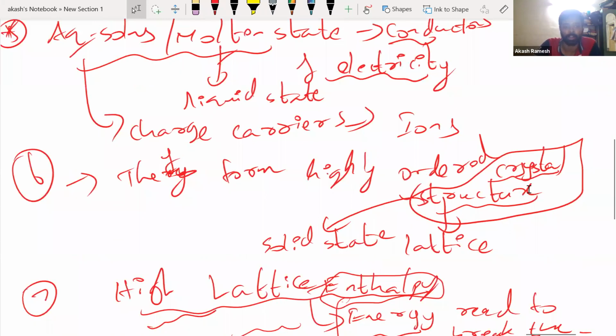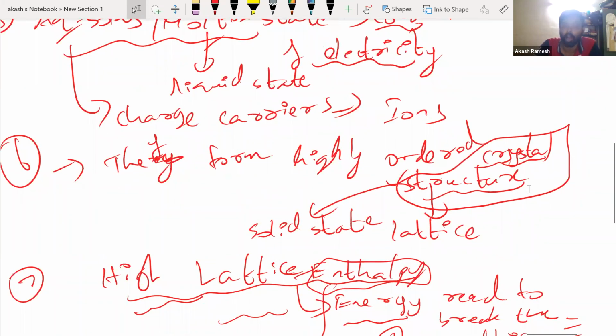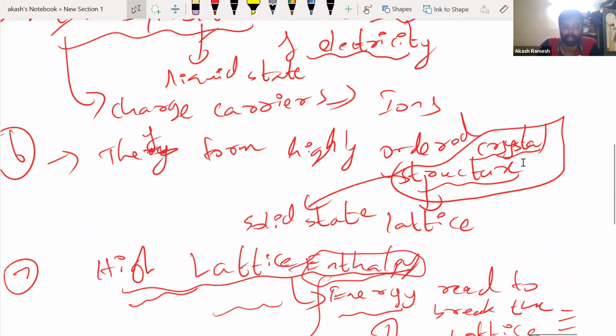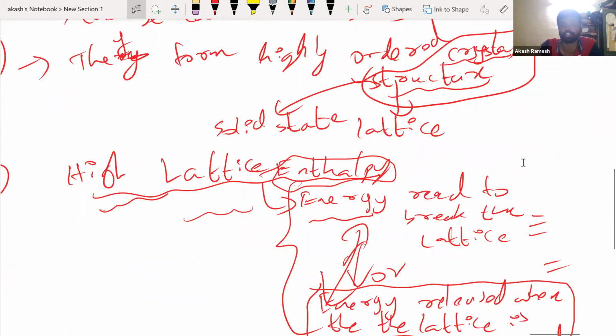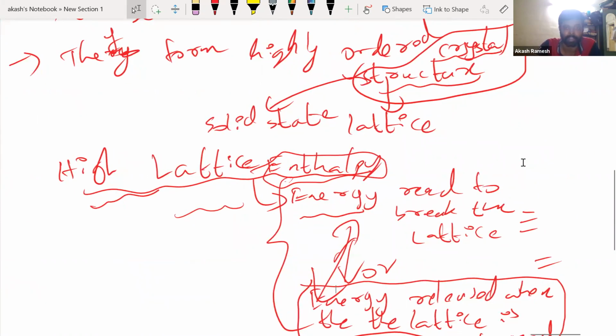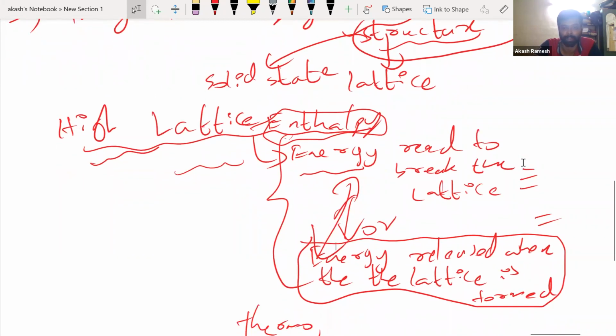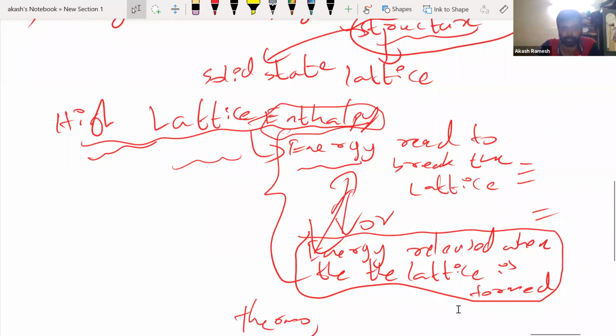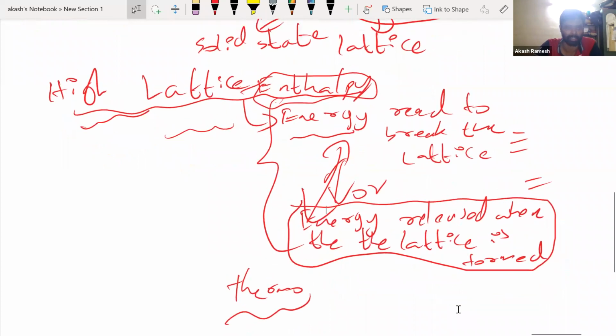And then the last 2 points talk about the structure. All ionic compounds form highly ordered crystal structures, and these crystal structures are called lattices. These crystal structures are very strong, very stable, so they have very high lattice enthalpy. The perfect way to define lattice enthalpy is the energy released when the lattice is formed. A huge amount of energy is released. That means the compound, the lattice structure, is highly stable. So this is where we stopped last class.